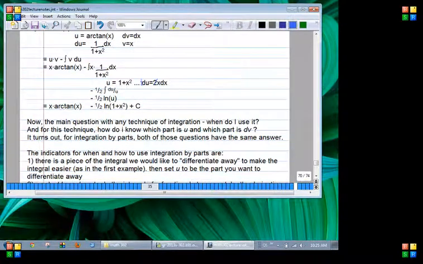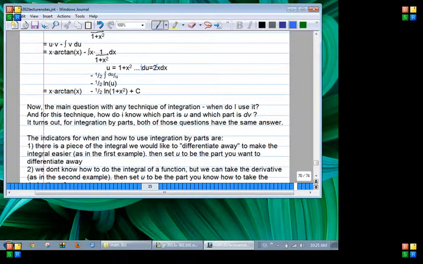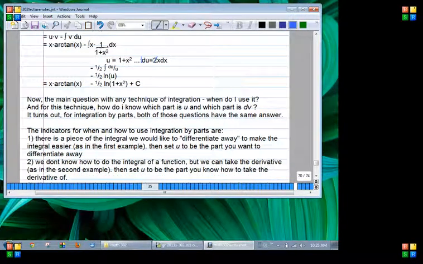So that's indicator number one for when you do integration by parts. Indicator number two: we don't know how to do the integral of the function that we're given, but we do know how to take the derivative. Then set u to be the part you know how to take the derivative of.